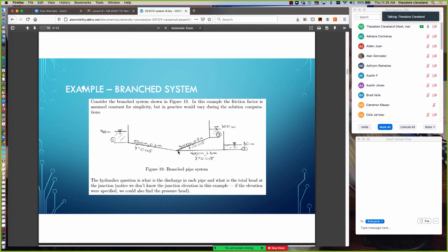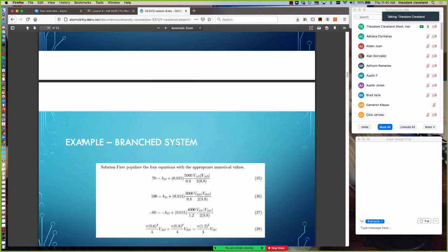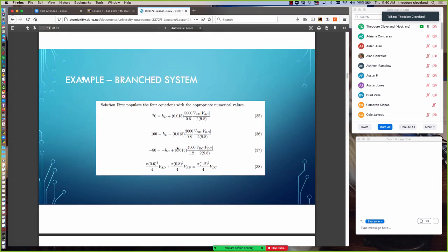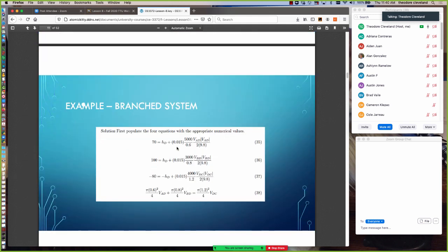So we can't determine the pressure head here, but we can determine total head. And then once we know what that elevation is, we can find the pressure. So we would take those four equations that we saw before and simply populate them with the numbers off the problem statement. In this instance, we have for reservoir number one, 70 meters, which is the total head of that reservoir, equals the total head at node D plus 0.015, that's the friction factor in the 5,000 foot pipe, 0.6 feet diameter, that joins reservoir A and node D.